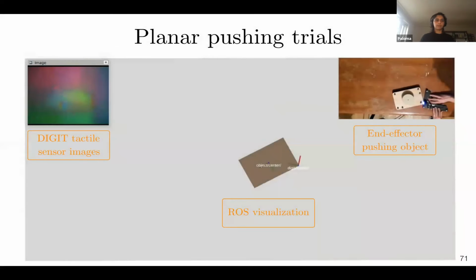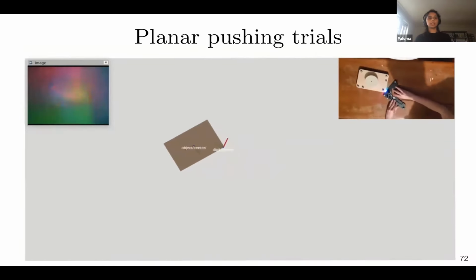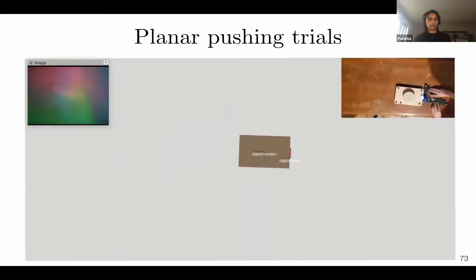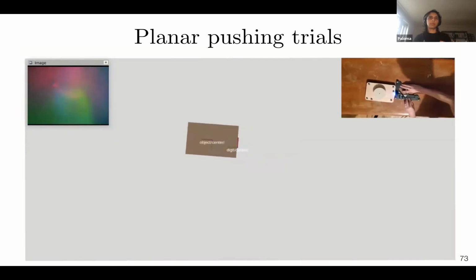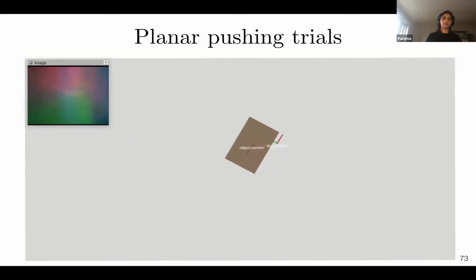So here is an example of a typical planar pushing trial with a rectangular object. The top left shows the tactile images captured by the DIGIT tactile sensor. As the object is being pushed, we can see the contact patch in the tactile image move around. The patch moves depending on the relative orientation of the object with respect to the sensor pose. We collect several such trials pushing 3 different objects over varying trajectories.